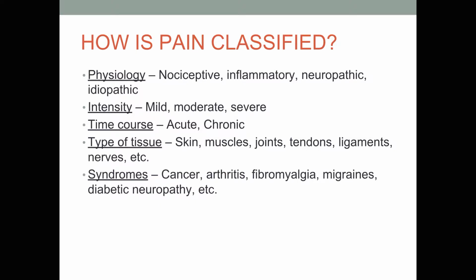And what are the different ways that we classify pain? We can classify pain by the physiology, if it's nociceptive, inflammatory, neuropathic, or idiopathic. We'll go into those in a little more detail. We classify pain by how intense it is with that pain scale we looked at: mild, moderate, or severe. We can refer to pain by the time course, whether it is acute or recent pain, or whether it's chronic, that has lasted a long time. We can classify by the type of tissue that the pain is located in, and by various syndromes that are known to cause pain.